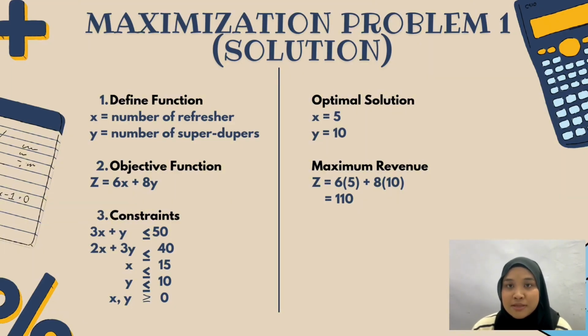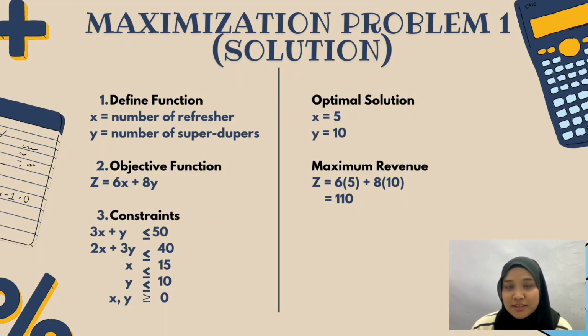So, we evaluate these corner points by substituting their values into the objective function. After testing the possible corner points, we find that the optimal solution occurs at x1 equal to 5 and x2 equal to 10. This means producing 5 refresher and 10 super duper fully utilizes the available resources without exceeding any constraint.